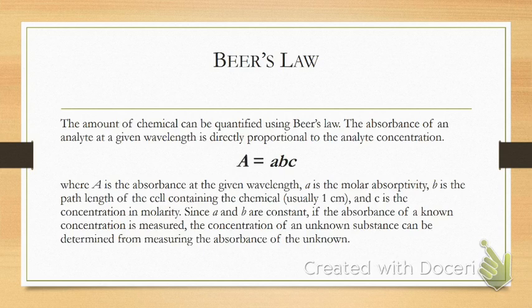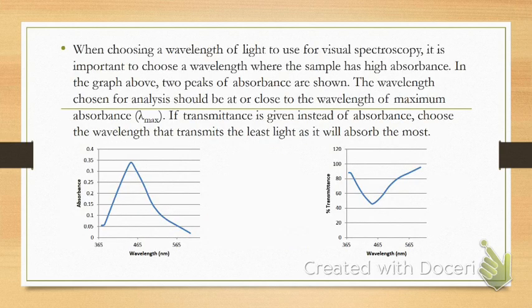Since a and b are constant, if the absorbance is known, the concentration can be measured as well. And so the concentration of an unknown substance can be determined by comparing it to the known substances. When we do that, we create what's called a standard curve or a calibration curve. Depending on what color your solution is, you have to choose a different wavelength, and you want to choose the wavelength that has the highest absorbance for that particular sample.